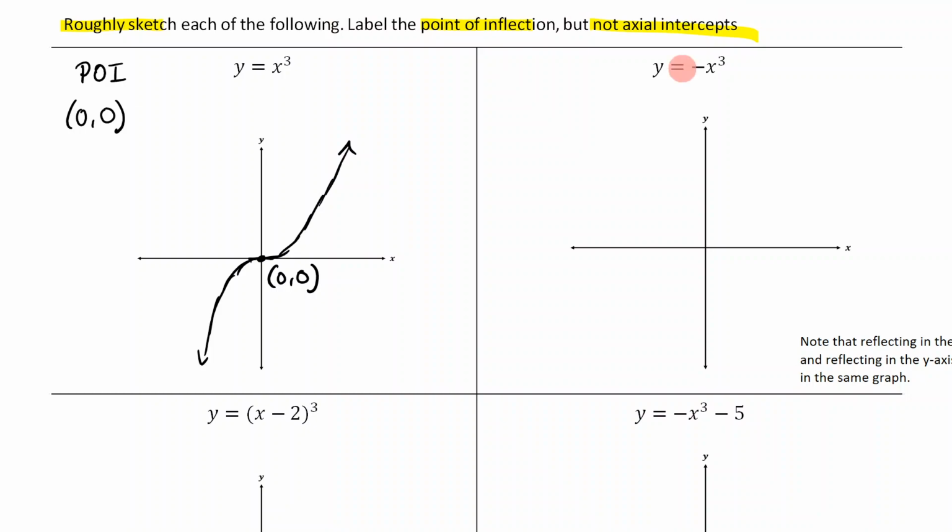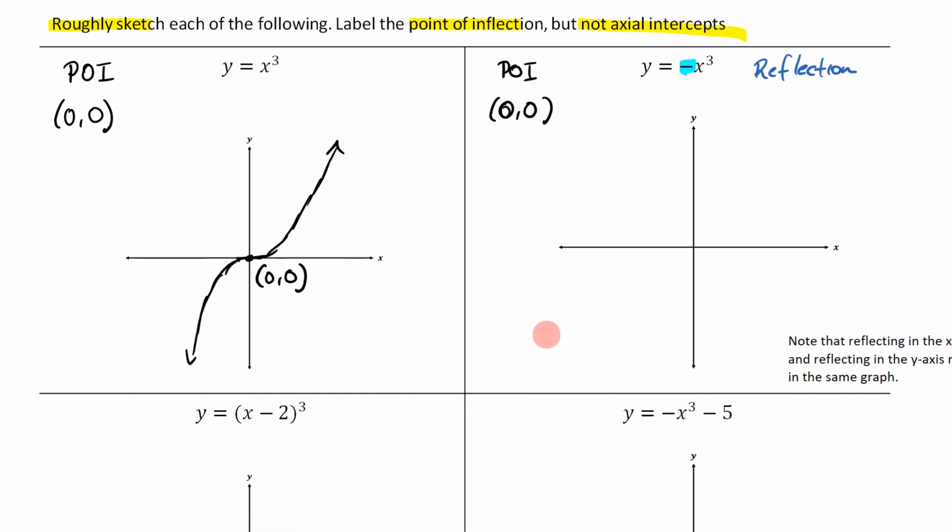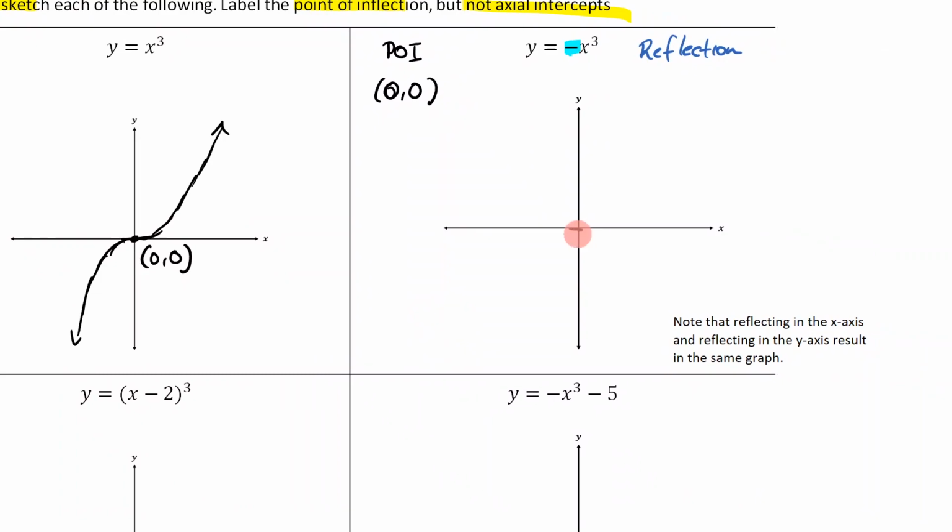All right, the next thing that we're going to do is talk about this one right here. As you can see, what makes this one different is we've got this negative there, which is causing a reflection. So we have a reflection taking place with this one. Our point of inflection is still going to be 0, 0, and the reason for that is because we don't have any horizontal or vertical translations taking place. So the point of inflection is still going to be here, but instead it's going to be reflected like this.